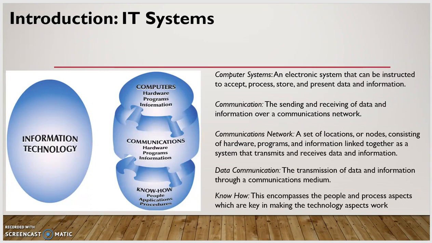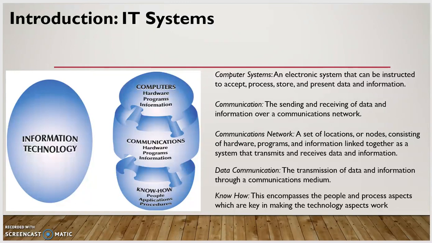In this diagram, IT comprises of computers, communications, and know-how. In very simple terms, the computer system is what accepts, processes, stores, and presents data and information. The communications network is what transmits data from one end to another. Notionally, this is where your network component comes in. The know-how is actually the people and the process aspects which are key in making the technology work.